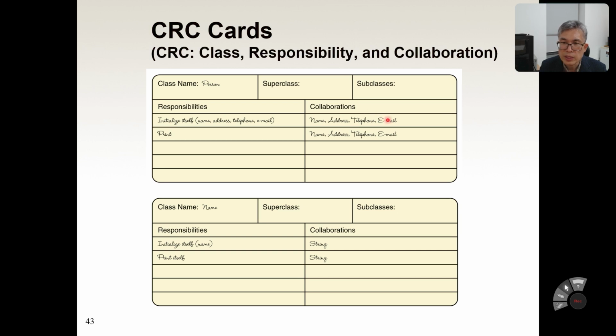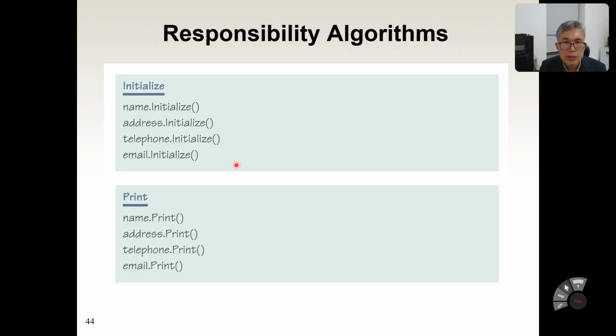The collaboration classes are specified: name, address, telephone, email address, right? These describe person information. And the name also can have a CRC card, with responsibilities and collaboration. A string type for name. So the responsibility algorithms are such as initialize and print. So for initialize, each object's initialize function can be called. In the print case, each object's print function can be called.